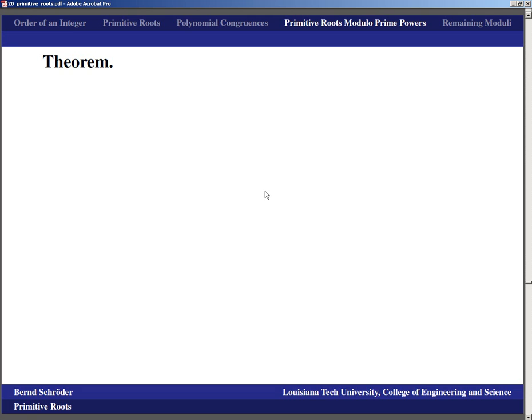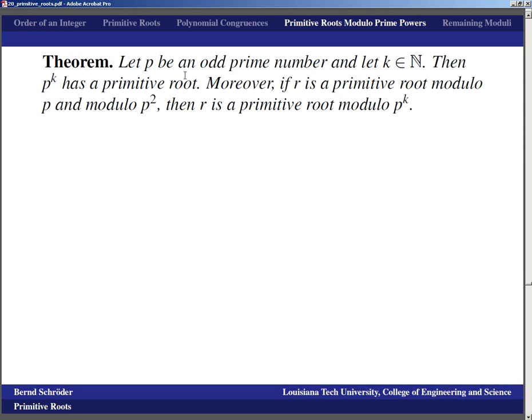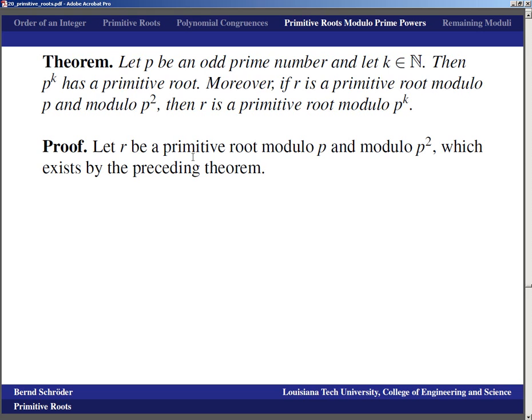Okay, now we continue, and we take an odd prime number p, let k be in N, then p to the k has a primitive root modulo p, and moreover, if r is a primitive root modulo p and modulo p squared, then it is also a primitive root modulo p to the k. So that certainly smells of induction. So we take r to be a primitive root modulo p and modulo p squared, and that exists by the previous theorem, because it's either the primitive root r modulo p or it's r plus p, which is also a primitive root modulo p, of course.